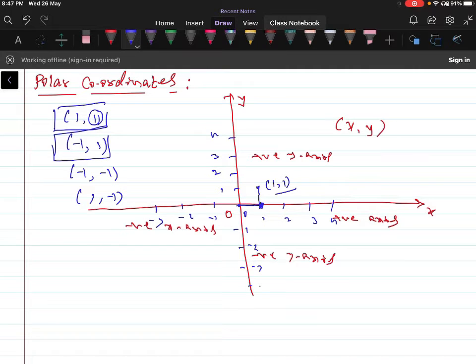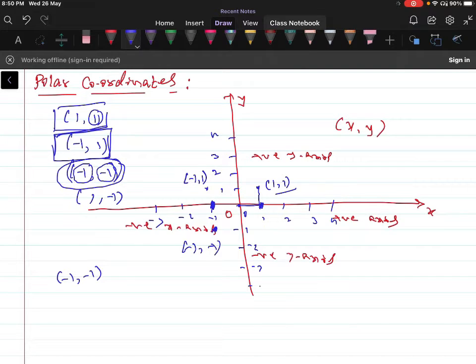Let us plot the point minus 1 comma 1. Minus 1 shifts to the left side of the x-axis, this is minus 1, and plus 1 upward along the y-axis, this is the point. So this point is minus 1 comma 1. Let us plot the third point, minus 1 comma minus 1. Minus 1 towards the left side of the x-axis by 1 unit, and minus 1 is towards the negative y-axis by 1 unit, so this point is minus 1 comma minus 1.